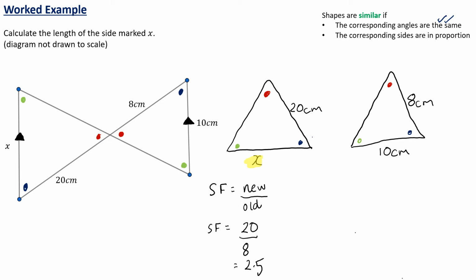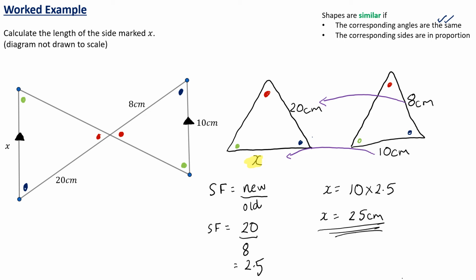Essentially, to get from here to here, we've multiplied by 2.5. In order to work out X, I'm going to multiply 10 by 2.5. So X is 25 centimeters.